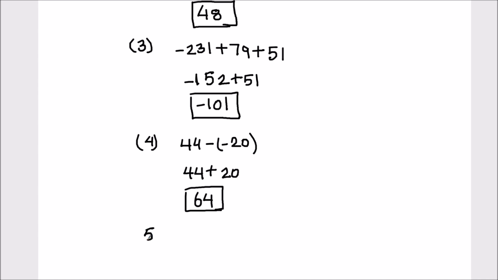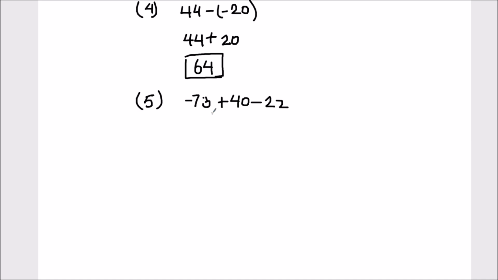Moving on to our last example, which is negative 73 plus 40 minus 22. So here we have negative 73 and positive 40, a negative and a positive number. So we'll subtract the two numbers. So 73 minus 40 is 33. And the sign will always be of the bigger number. Here the bigger number is 73. So that's negative 33, minus 22.